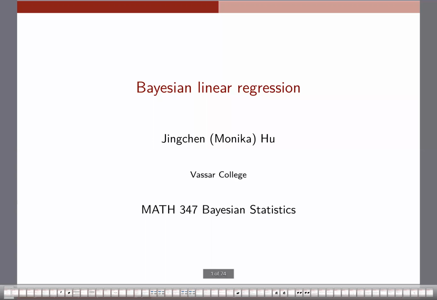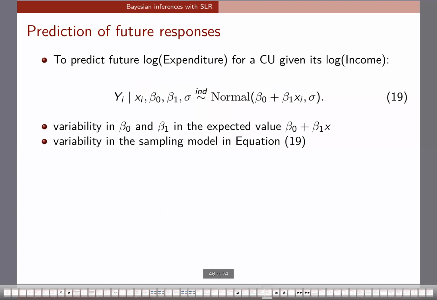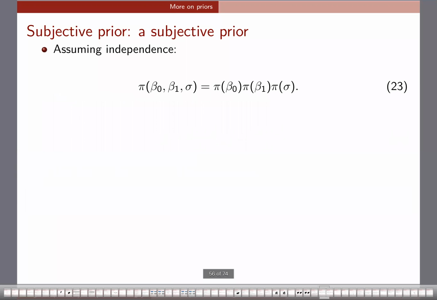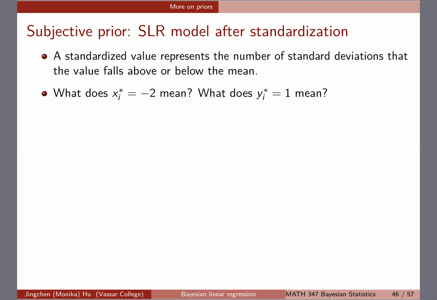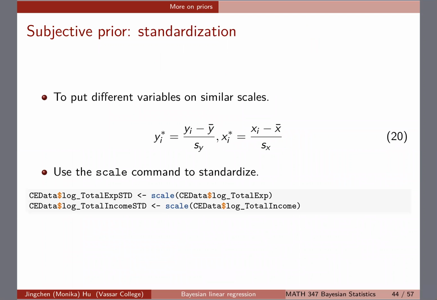All right, so we're going to continue the part about different choice of priors. Last time we were talking about standardization: for each observation, you subtract the mean and then divide by the standard deviation of that variable, and you get the standardized version. In R, you use the scale function.